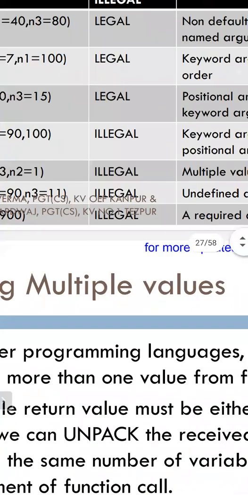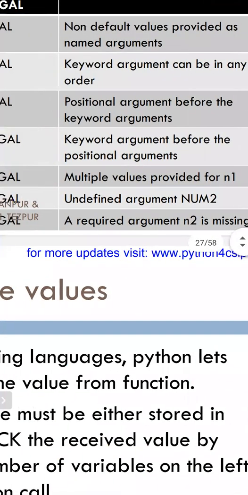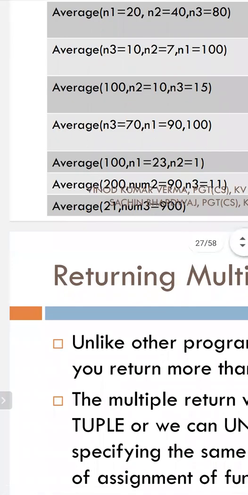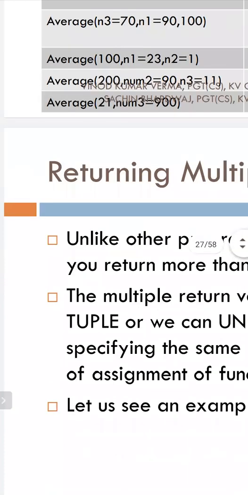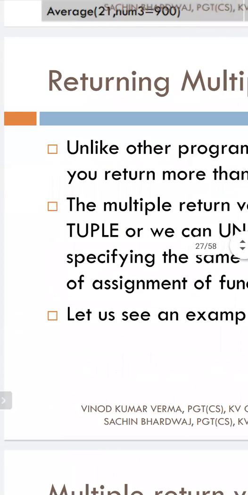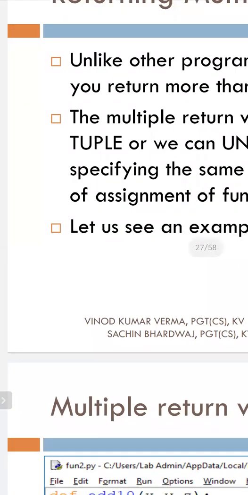That will, sir, be the same. "Undefined argument num2." Sir, they are saying the num2 function header is used instead of n2. Yes, sir. We can write 100 comma n2 is equal to 3 and n3 is equal to 4. Like that you can write, sir.